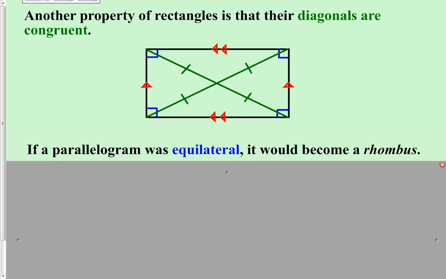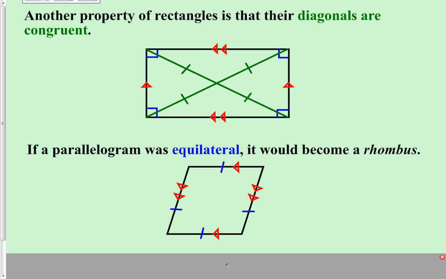Now, something else could have happened back on your parallelogram. So we're not talking about rectangles anymore. Now we're saying, hey, I've got a parallelogram. And it's not just that the opposite sets of sides are congruent. As it turns out, all four of my sides are congruent. So it's equilateral. So if you decide that your parallelogram is equilateral, then that makes it become a rhombus.